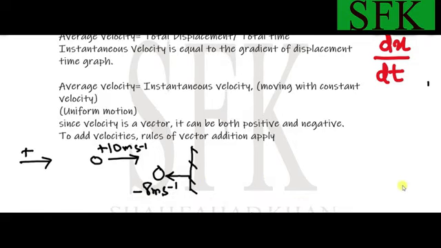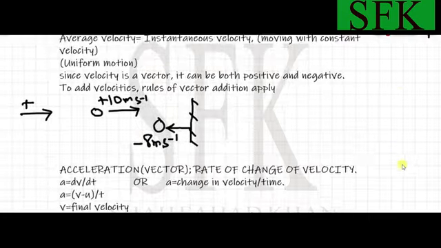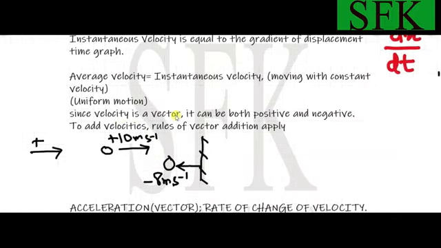Now after velocity, since velocity is a vector, to add velocities, vector addition rules apply. We are going to use the head to tail method to add velocities and get the resultant.